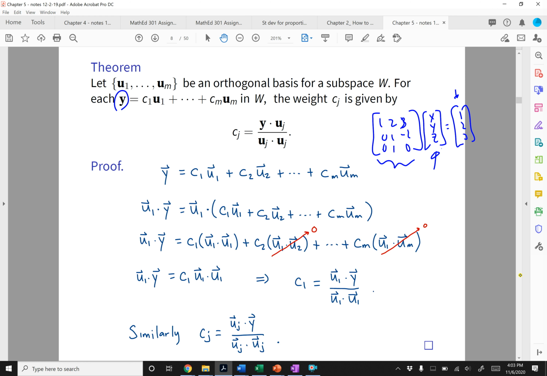Whatever it is, usually we have to row reduce to figure out what x, y, and z are. If these are orthogonal, if each of these columns is orthogonal to the other columns, then you don't have to row reduce. There's a formula to tell you exactly what x, y, and z are, and this is the formula. It may look familiar to you.